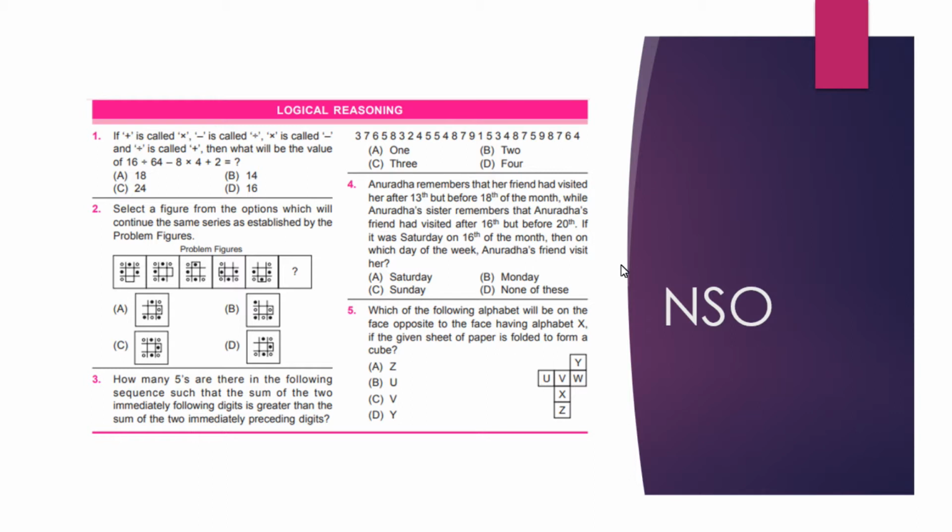If plus is called into, minus is called division symbol, into is called minus, division symbol is called plus, then what will be the value of 16 divided by 64 minus 8 into 4 plus 2 equals? So just substitute the symbols. They have given the logic, right? Minus is divide. Instead of minus, put the division symbol.